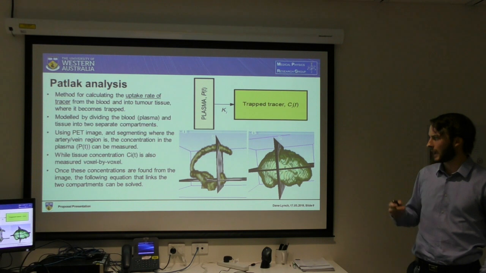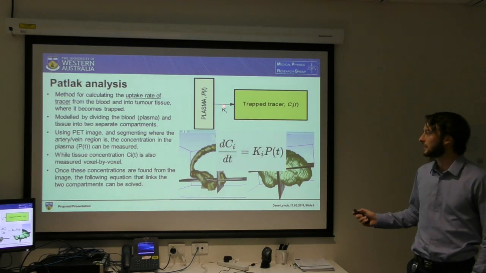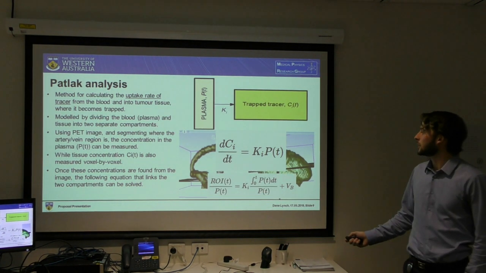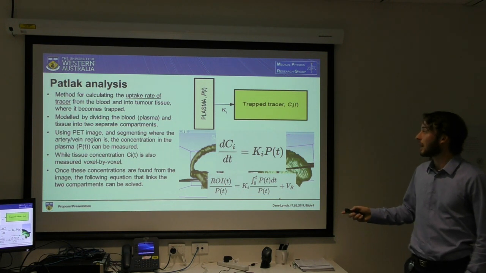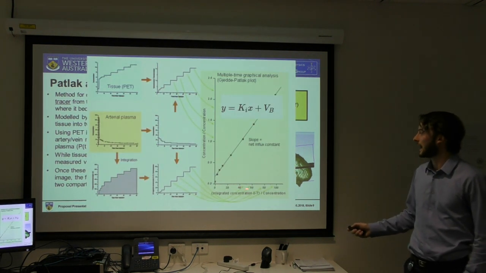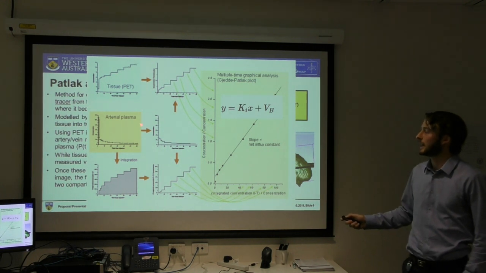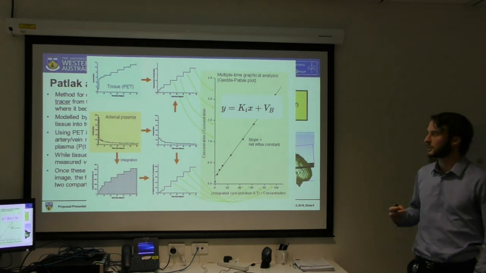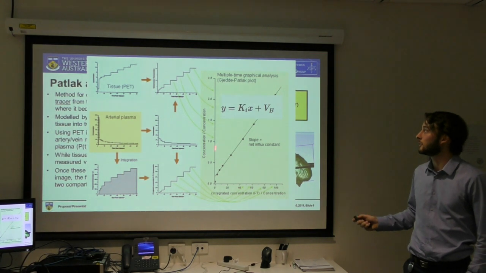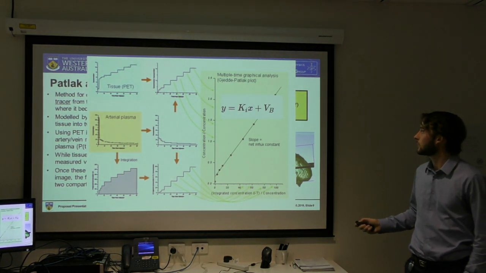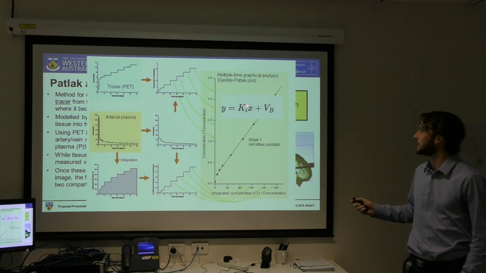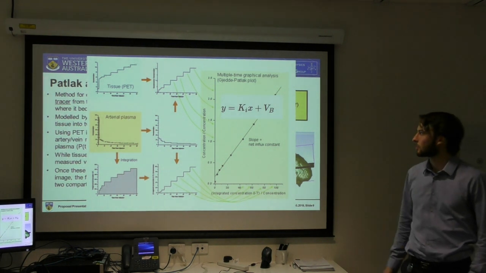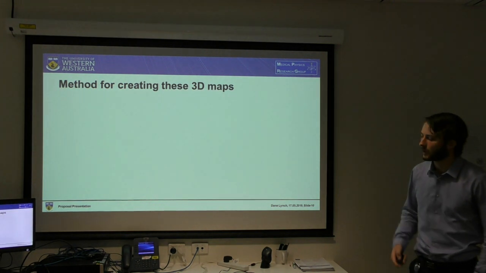Once these concentrations are found from the image, the following equation that links the 2 compartments can be solved. It's solved in a particular way, so we can then graph these 2 concentrations with, on the x-axis, either our arterial plasma or the blood concentration, and with our y-axis being the concentration of the tissue radioactivity voxel by voxel. Once we graph this, we can use linear regression and find the slope, which will give us the uptake rate of the tracer. So that was Patlak analysis.